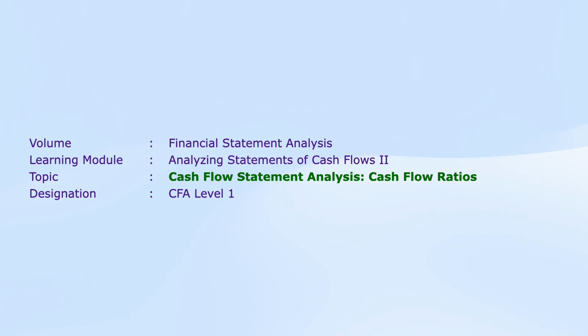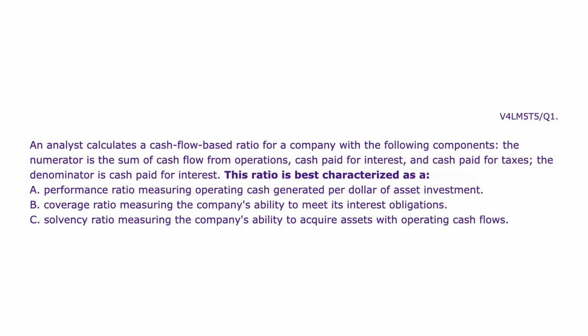Topic: Cash flow statement analysis. Cash flow ratios. An analyst calculates a cash flow-based ratio for a company with the following components. The numerator is the sum of cash flow from operations, cash paid for interest, and cash paid for taxes. The denominator is cash paid for interest.